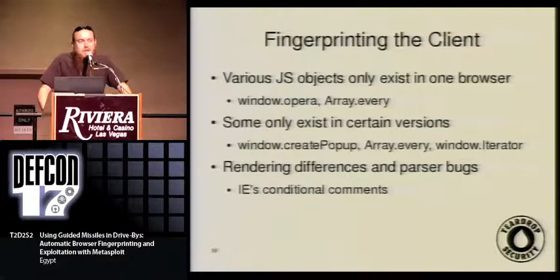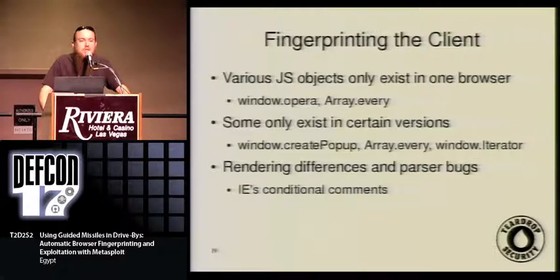So for figuring out what the client is, we've got a number of JavaScript objects that only exist in a given browser. For example, window.opera only exists in Opera. That one sort of makes sense. Who the hell would make something called window.opera if you weren't Opera? Array.every only exists in Firefox.